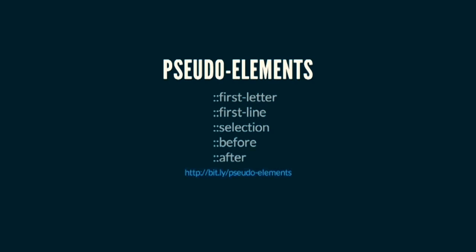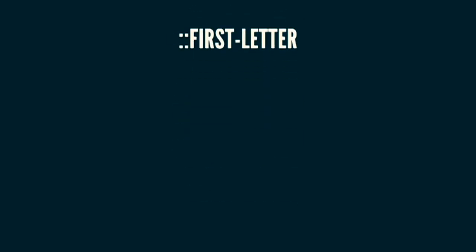So there are only 5 pseudo-elements. There are first-letter and first-line. There is selection, which is not in the spec anymore, and before and after. So again, a link to the MDN. So let's start with first-letter.